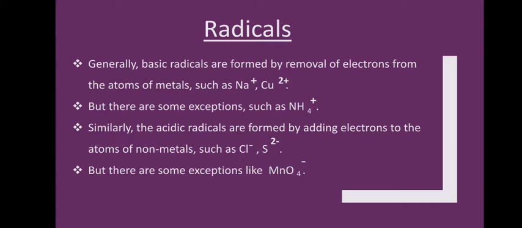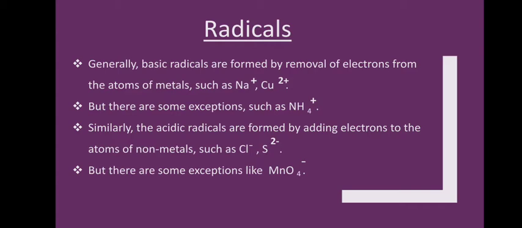Now here there are some exceptions. MnO4 minus, correct? Mn is not a non-metal, it's a metal. So when you are adding electrons to it, still it is becoming an acidic radical. Followed, what are radicals?